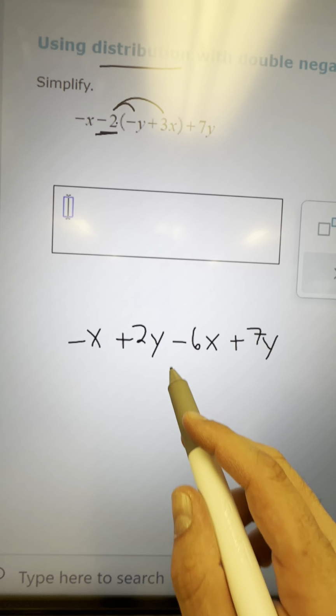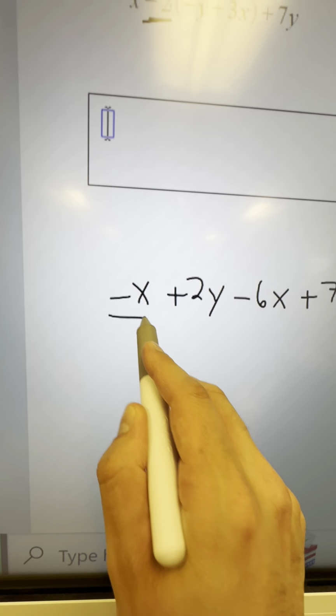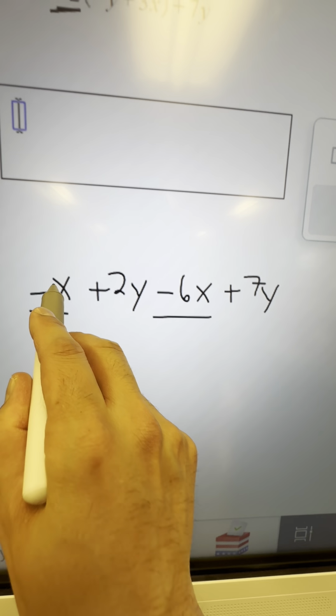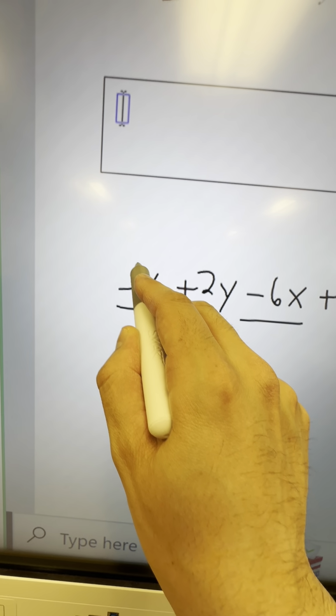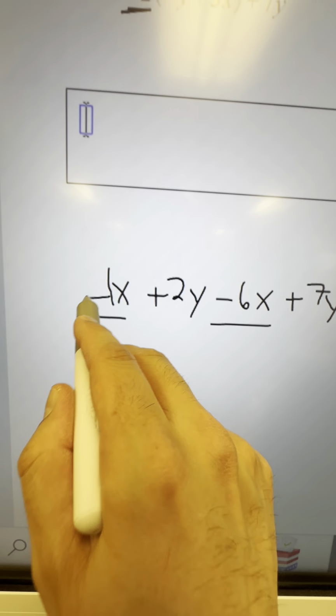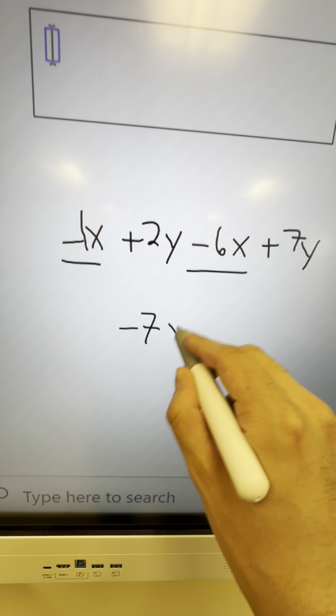Once you distribute, your next step is to combine like terms, if they exist. Here I have an x here, and I have another x here, so I got to combine these two together. So this is, remember, if you don't see a variable or a number, a coefficient, it's really just a 1. So negative 1 minus 6 is negative 7, and I keep my variable x.